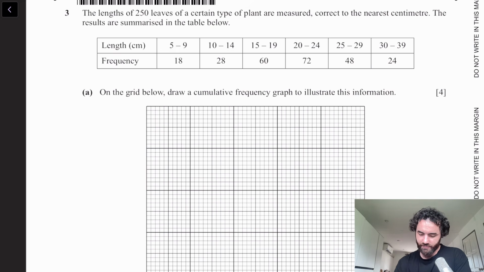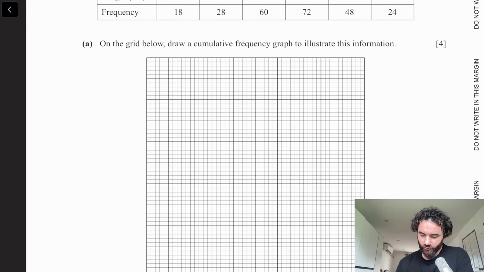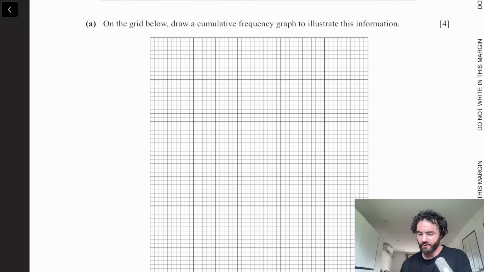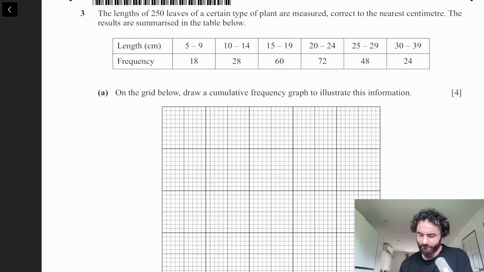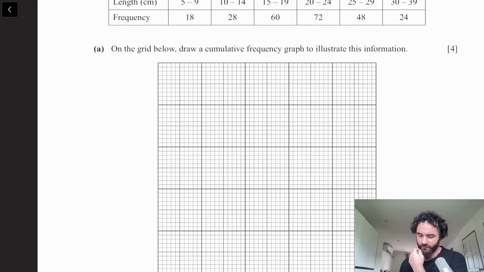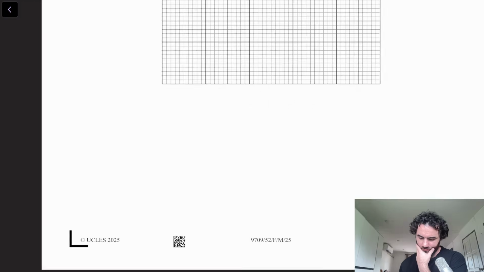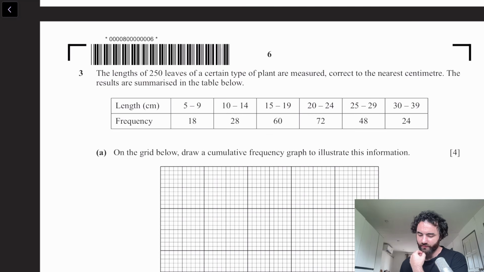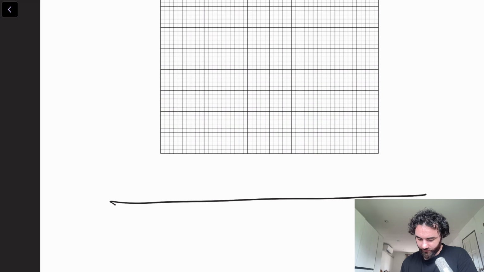The lengths of 250 leaves of a certain type of plant are measured correct to the nearest centimeter. The results are summarized in the table below. Okay, so the frequency of them being between 5 and 9. On the grid below, draw the cumulative frequency graph to illustrate. Okay, so we're just adding up these frequencies. So we need to do a cumulative frequency distribution.